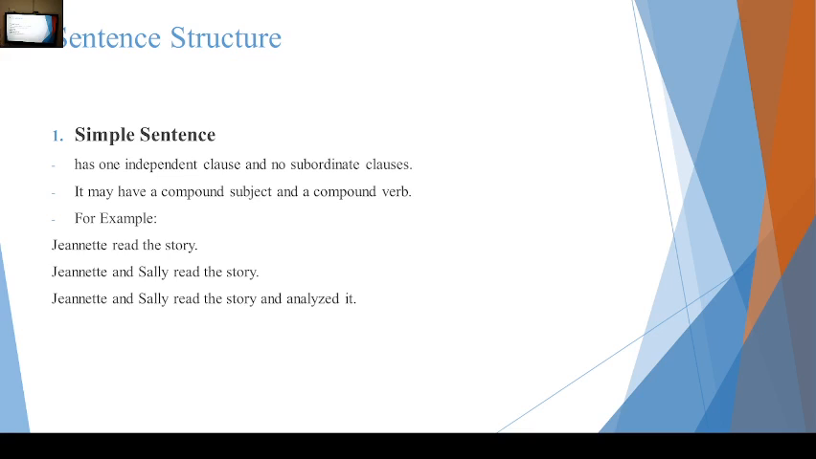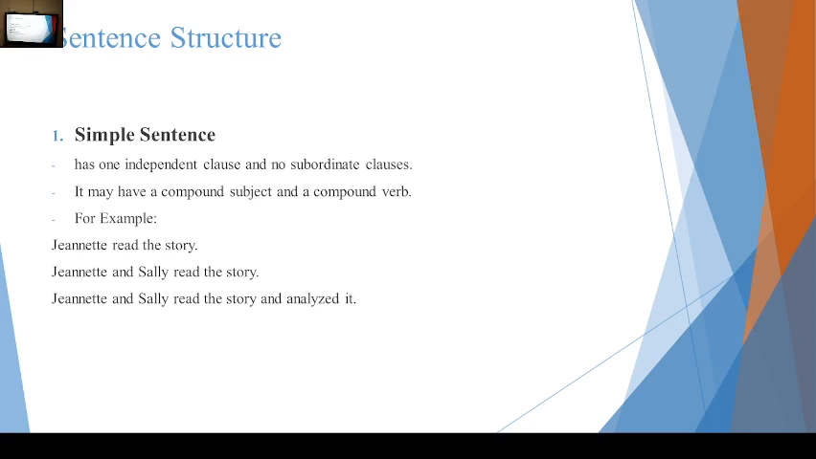Okay? It may have a compound subject and a compound verb. For example, when you say, Jeanette read the story. So you have the subject Jeanette, read as the verb, the story. This is one independent clause. Jeanette and Sally read the story. You have a compound subject here, but still you have one simple sentence, one independent clause. Jeanette and Sally read the story and analyzed it. Look here, you have a compound subject and two verbs, or a compound verb. But still, you have one simple sentence.